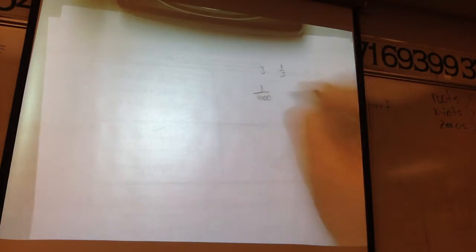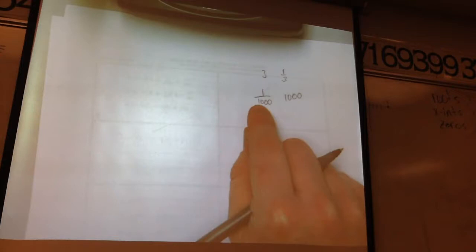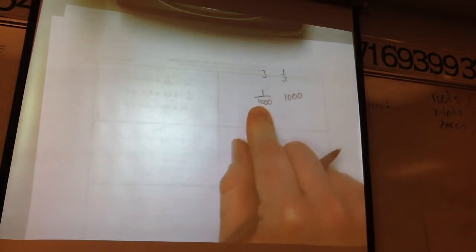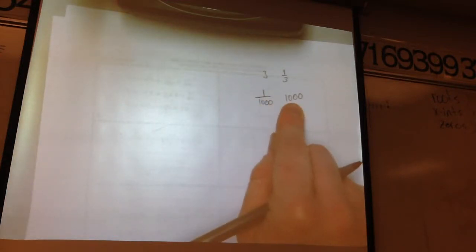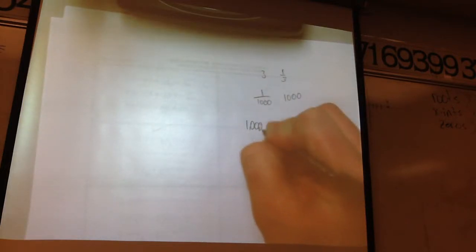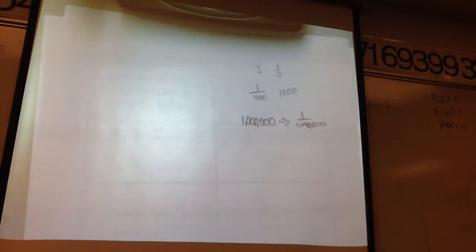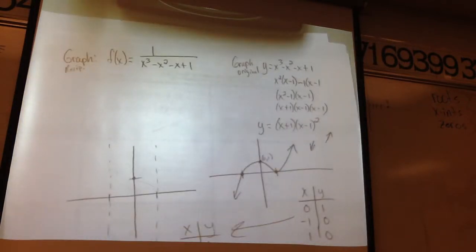What's the reciprocal of 1,000? 1/1,000. The little big principle says if your starting number is really little, the reciprocal will be really big. And if your starting number is already really big, like 1,000,000, the reciprocal will be 1/1,000,000, really small. And so when graphing these, we were looking at the graph of the original and then graphing the reciprocal based on that idea.